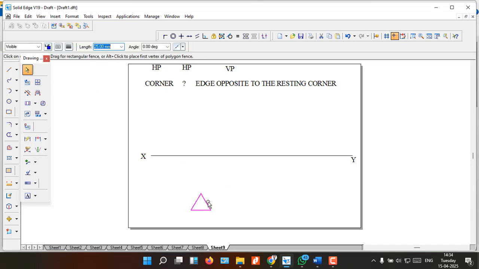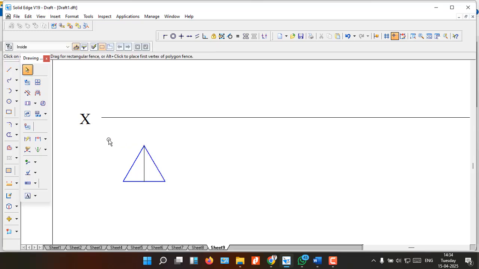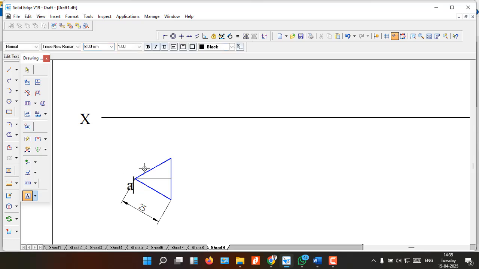Once the triangle is done, we ask: does this satisfy the resting on corner condition? For that, what is needed? We need one median. So this is what the median is. Now that median should be parallel to XY. How to make it parallel? We'll go to the rotate command, and keeping the corner to the left, we'll rotate it like this. So this is the resting corner condition. Once that is done, the very first thing is to dimension and do the naming. So this is A, this is B, and this is C.